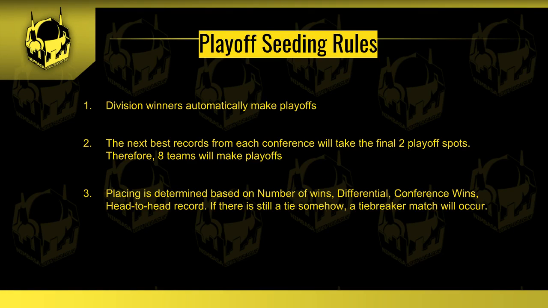Talk about the playoff seeding rules. First rule is division winners automatically make playoffs, and we'll go through the divisions in a second. The next best records from each conference will take the final 2 playoff spots. These are called Wildcard 1 and Wildcard 2. 8 teams will make playoffs.